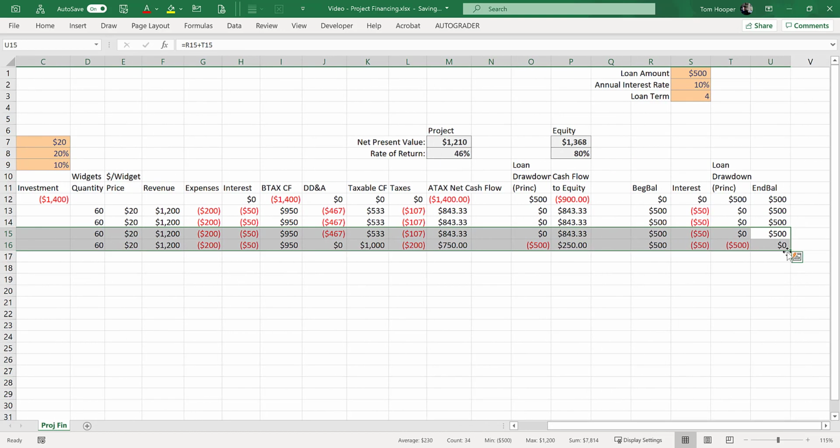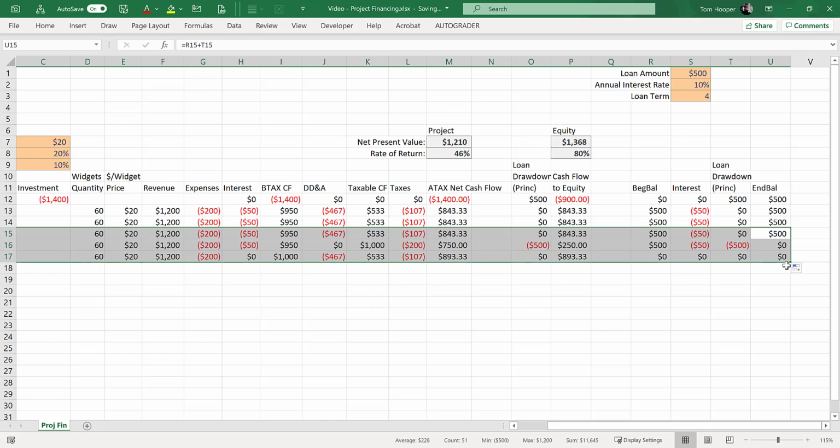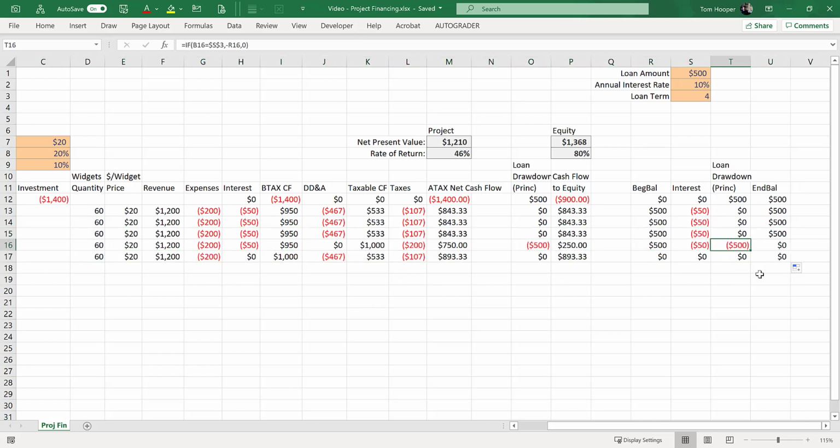So let's say instead of 4 years, we wanted to do 5 years. Now the formulas should work. You say, but there are zeros there. Well, that's because my loan term was 4. If my loan term were 5, then the table automatically adjusts. And now we've considered an interest-only loan.